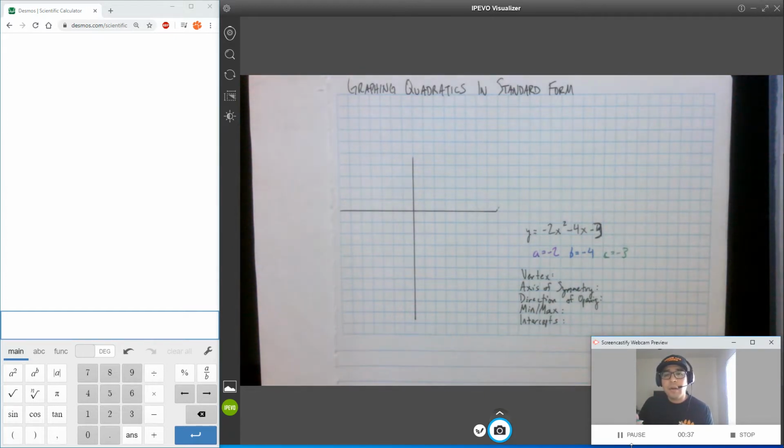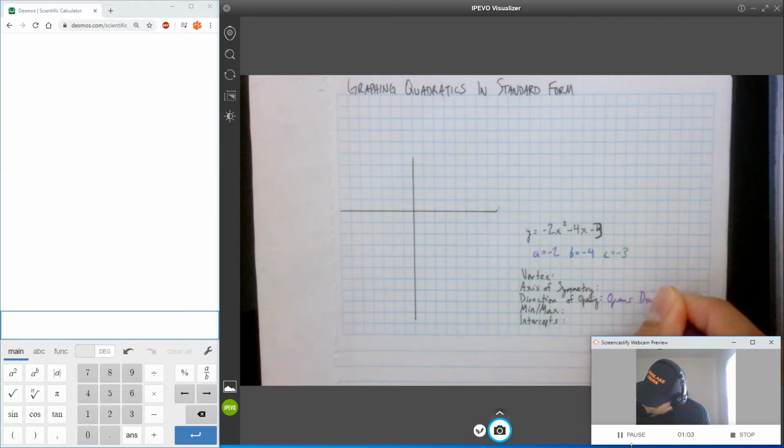But in our previous video, we went over the A value. If A is greater than 0, then it opens up, right? If A is less than 0, it points down. It opens down. So in this case, I can already make a conclusion about one of these features. This one right here opens downward, and since it opens down, that means I'm going to have a maximum. I don't know my maximum value yet, but that's what we're going to go ahead and find.